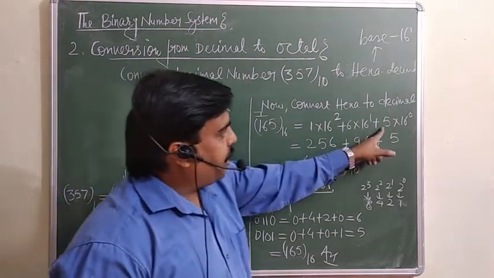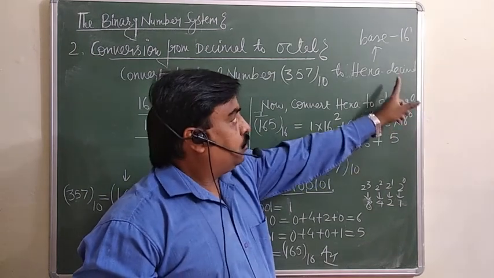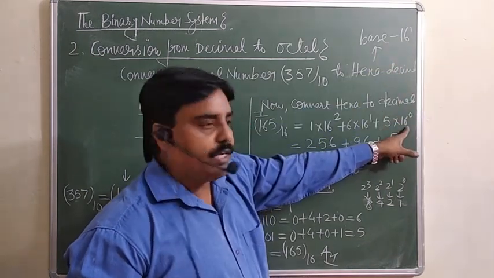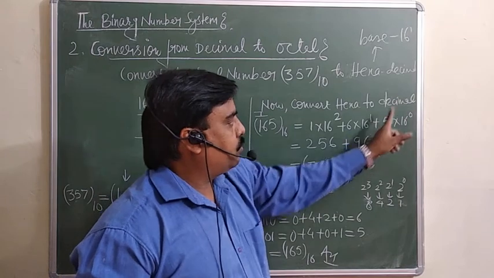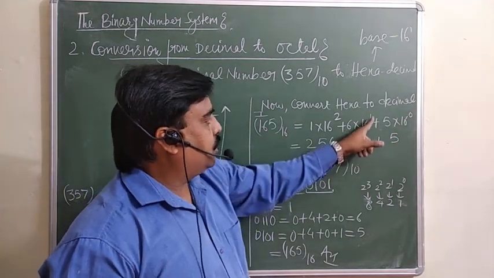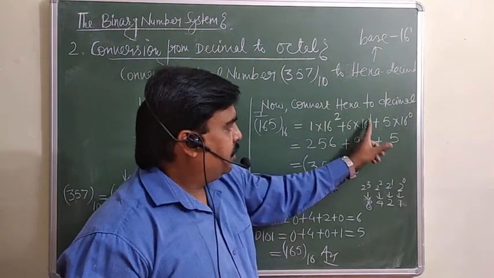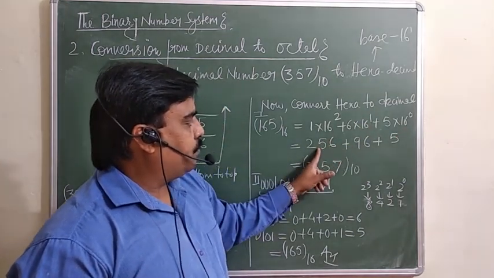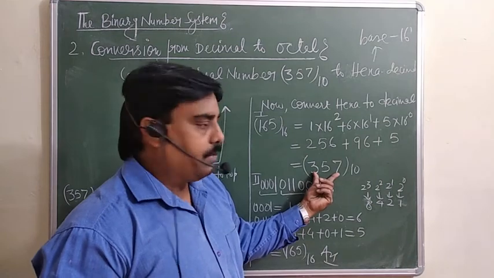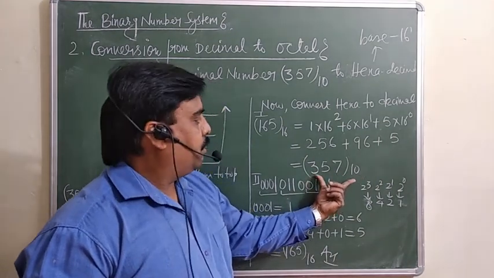तो you have to write 5 into 16 raised to power 0. क्योंकि जिस फॉर्म में हमें लिखना है उसके अकॉर्डिंग we have to take the bases. तो 5 into 16 raised to power 0 plus 6 into 16 raised to power 1 plus 1 into 16 raised to power 2. This is 5, 16 times 6 is 96 and this is 256. You will add, you will get 357 base 10. This is your decimal form.